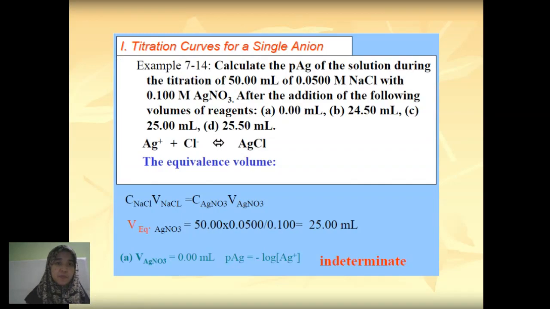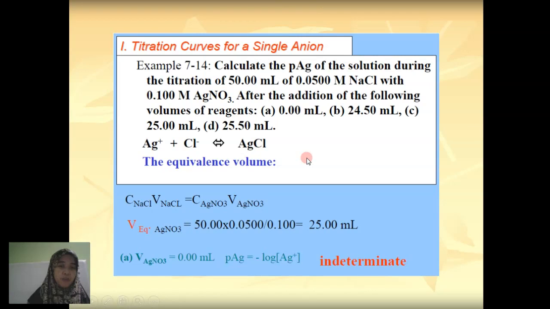As an example, titration curve for a single anion: calculate the pAg, the p value for the silver of the solution during the titration of 50 ml of 0.05 molar sodium chloride with 0.1 molar silver nitrate, after the addition of the following volumes, which are 0 ml, 24.5 ml, 25 ml and 25.5 ml.